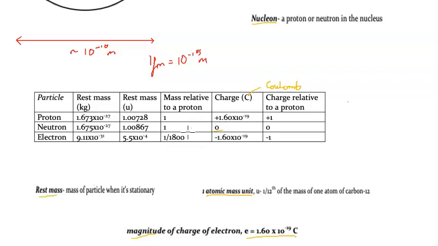And so, for example, if an atom were to lose 2 electrons, it would form a positive ion with an overall charge of 3.20 times 10 to the minus 19 coulombs, which is just 2 times 1.60 times 10 to the minus 19 coulombs.